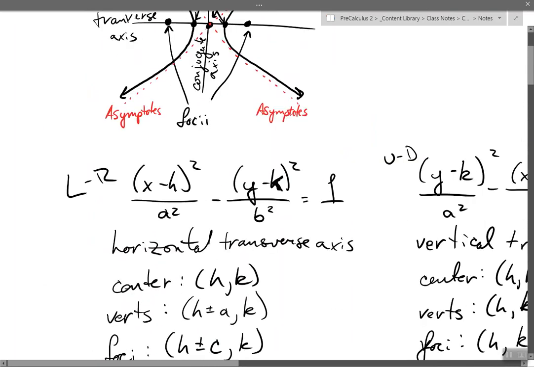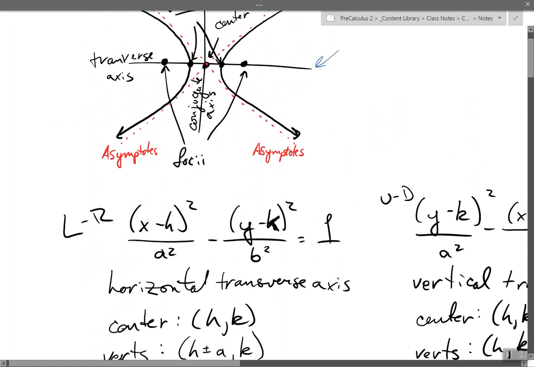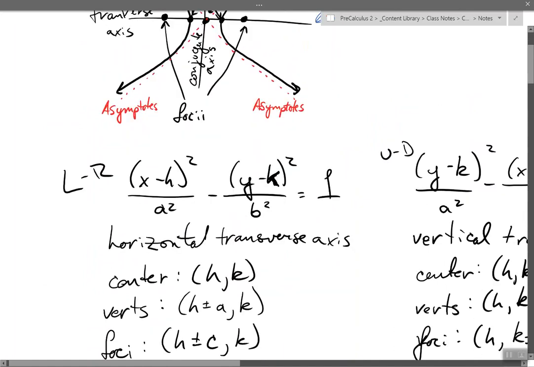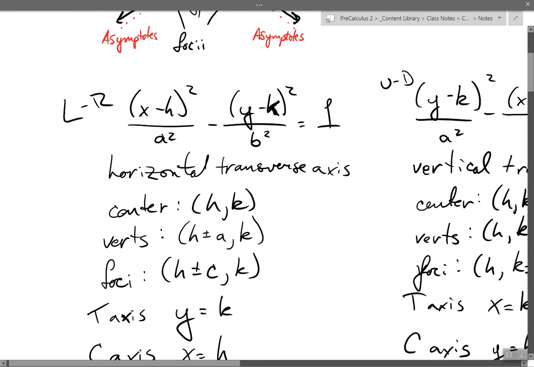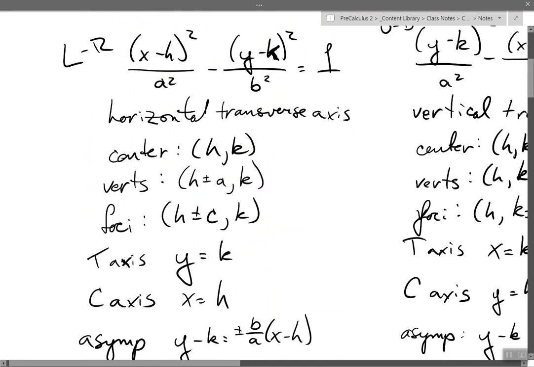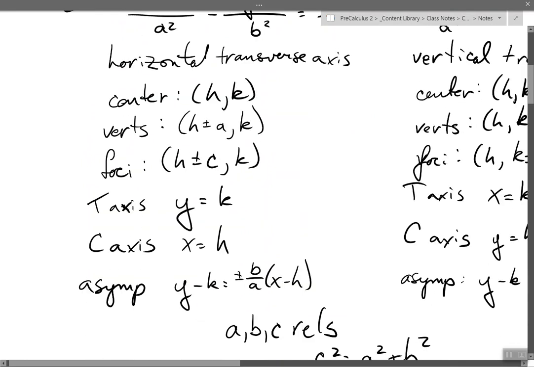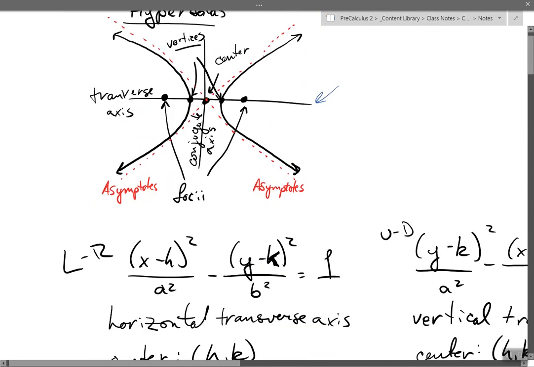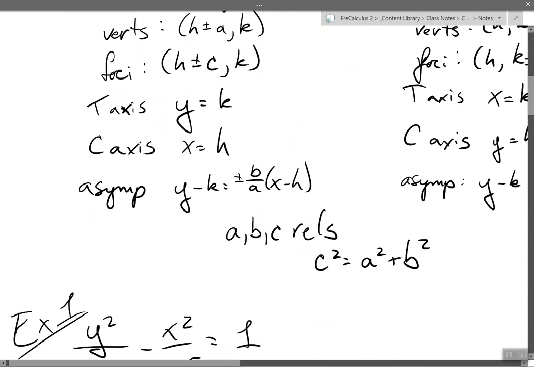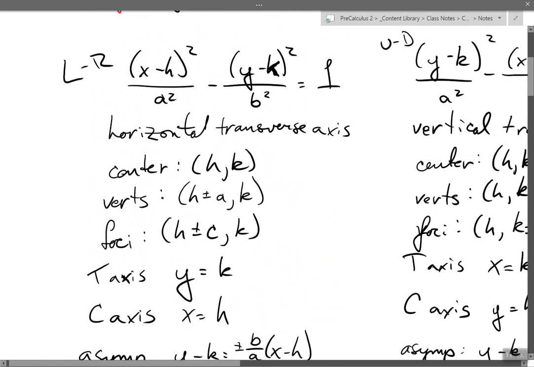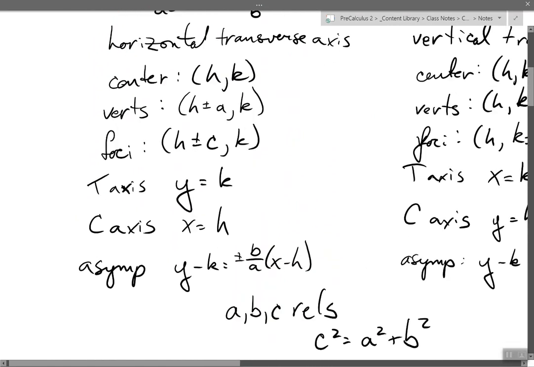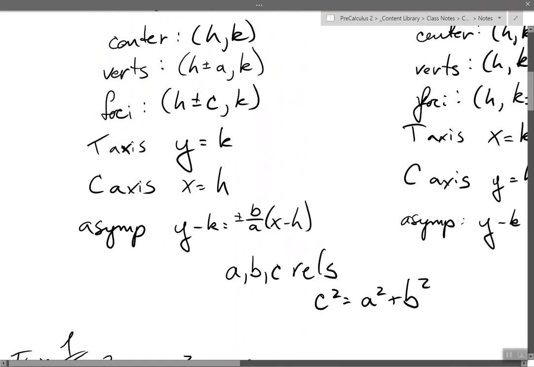It has a horizontal transverse axis, which is what we see right here. The center, that's the same as it's been for all of these. The center or the vertex or whatever the middle point is has always been the same, h and k. So the vertices are h plus a, so that is familiar. Then the foci are h plus c, also familiar. The transverse axis is y equals k, so that is the line that is running horizontal. And then the conjugate axis, what I've got there, is the line x equals h, so going right through the middle.